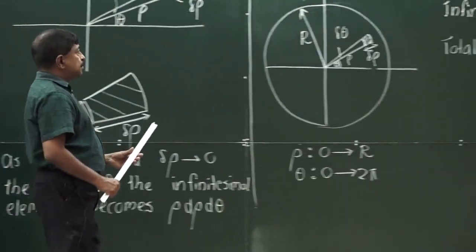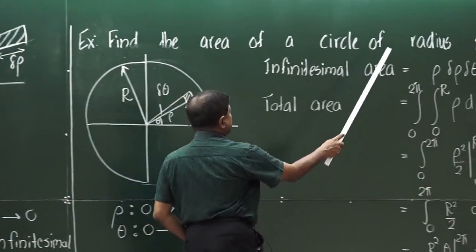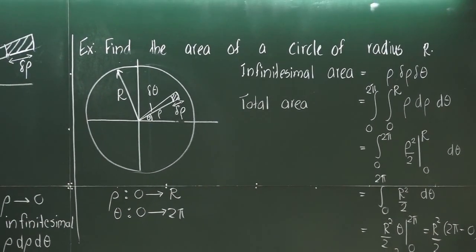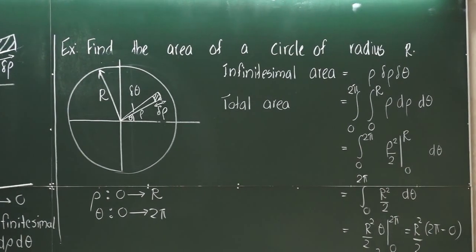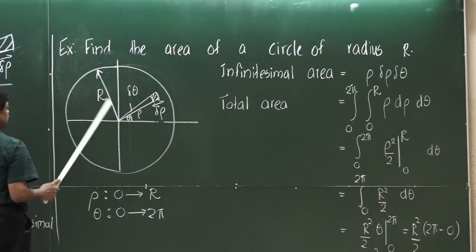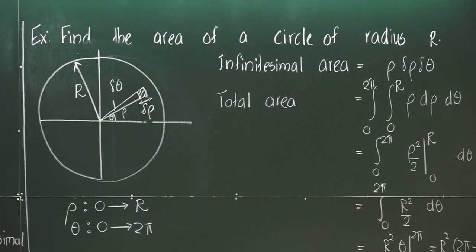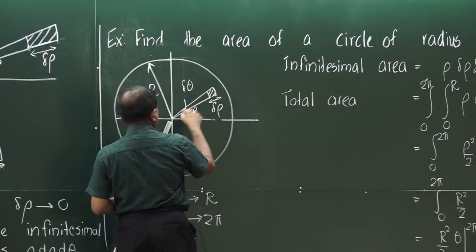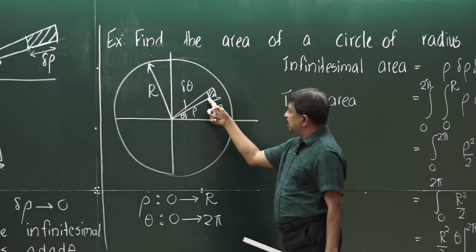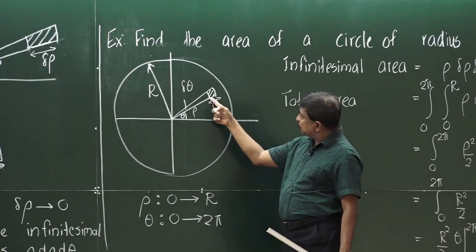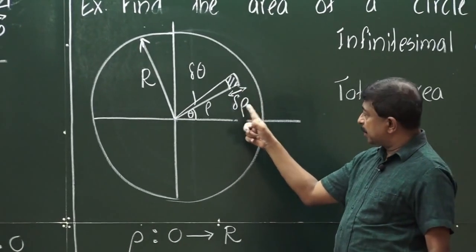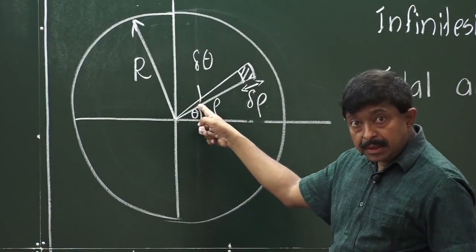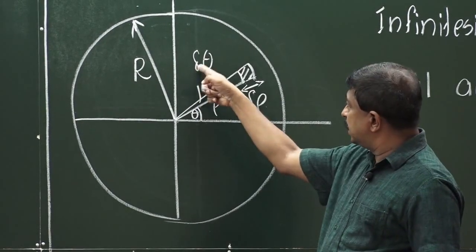Now let's go through a very simple example. Let's find the area of a circle with radius r. We know what it is. It is pi r squared. The radius is r. Now if you use a double integral and the polar coordinate system, you take this as rho, the distance, and you give a little increment, that's delta rho. This angle is theta. Give a little increment to that as well, that is delta theta.